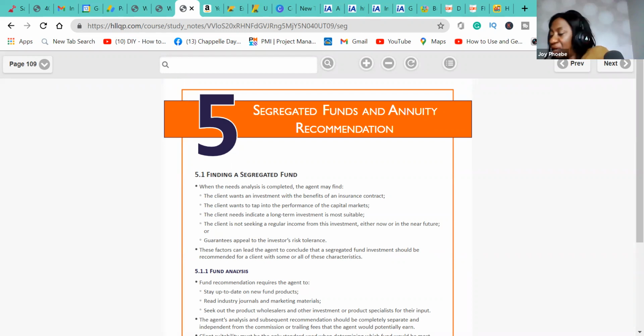Okay, so we have come to the end of investor profile. The next section will be segregated funds and annuity recommendations. See, this section I won't go into in detail, because we've done annuity, we've done segregated funds, so we know which direction both of them are standing and who this will be suitable for.